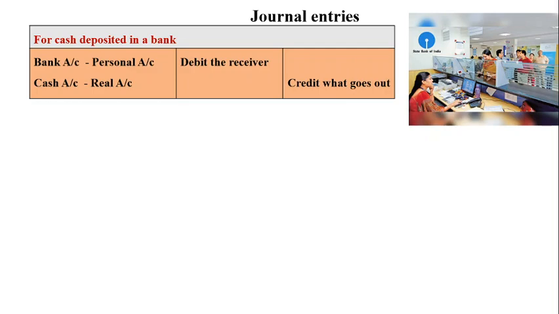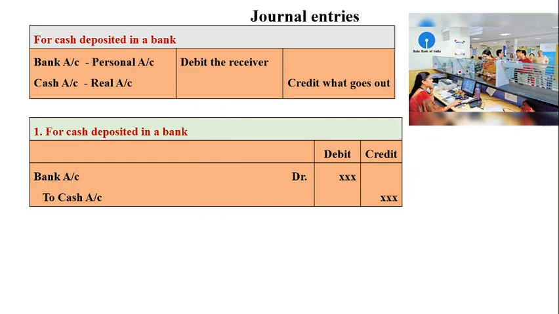Now for the personal account, the rule is debit the receiver and credit the giver. Here, bank receives the cash and therefore debit the receiver. As far as the business is concerned, cash goes out of the business. So cash is a real account, credit what goes out, and therefore cash is to be credited. And so the journal entry for cash deposited in a bank is bank account debtor to cash account.